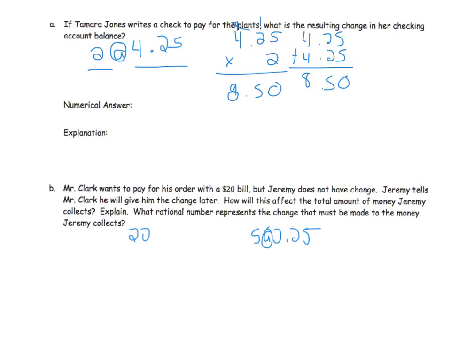$8.50. So the numerical answer is $8.50. And the written explanation is what I've already said, because she paid for it. I'm not going to write it out, so you can pause and come back and listen. Because she pays for 2 plants at $4.25, the resulting change in her checking account balance, and this is what you're having to do for your project, is to subtract $4.25 twice, or twice $4.25, which comes up with $8.50.